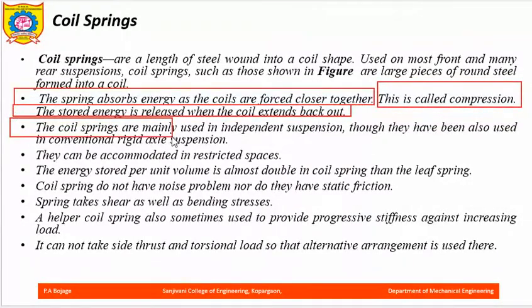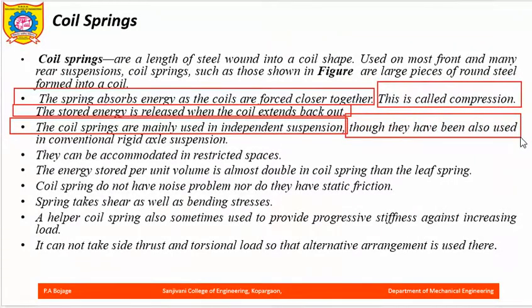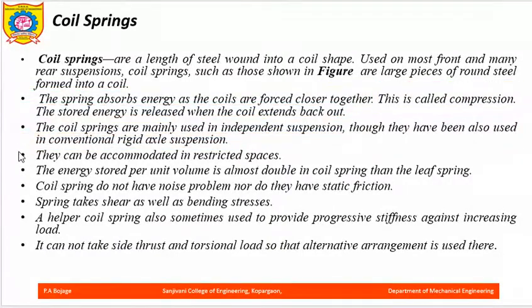So coil springs are mainly used in independent suspension systems, though they have also been used in conventional rigid axle suspension. The typical application is the McPherson strut and wishbone type front suspension systems. They can also be accommodated in restricted spaces. So again, space is not a constraint here. It can be accommodated in compact construction also.